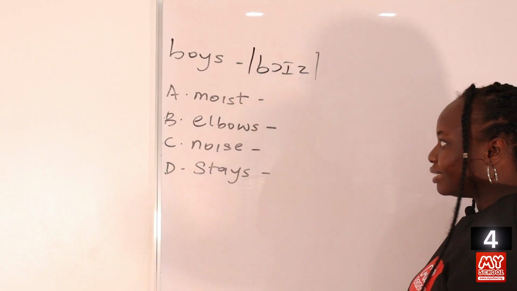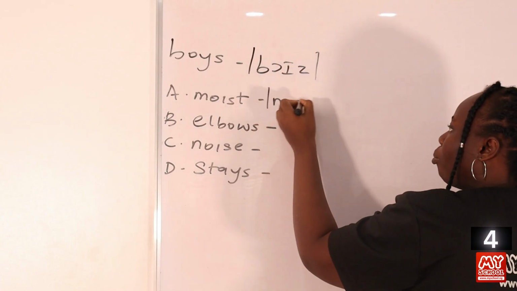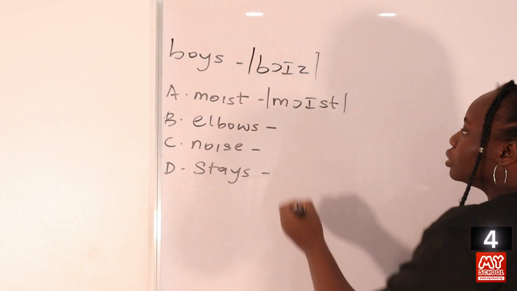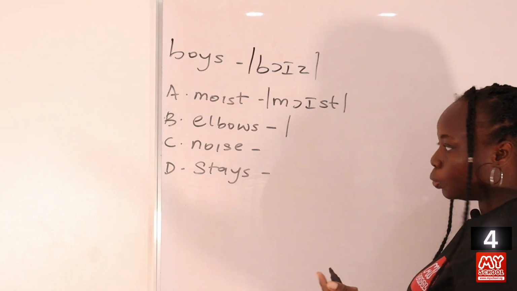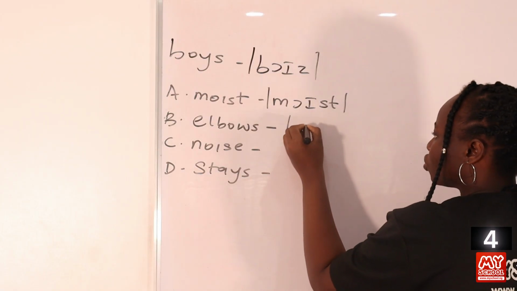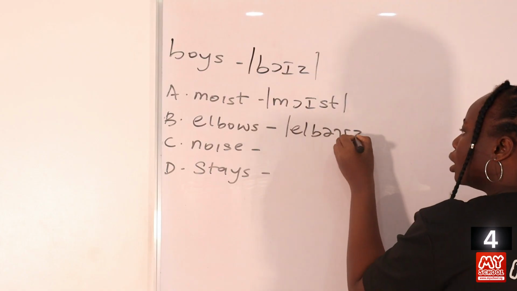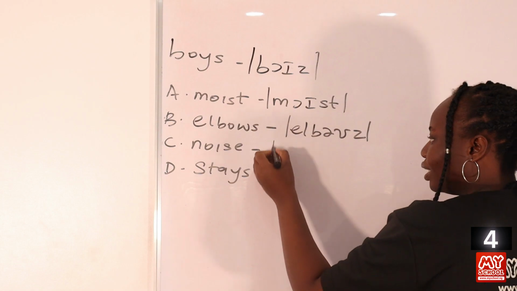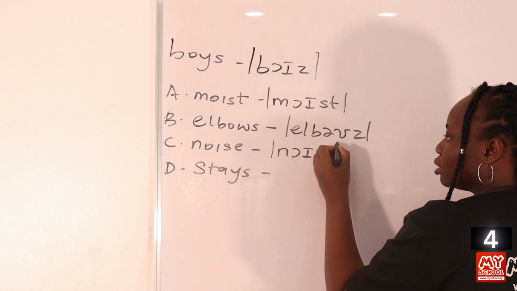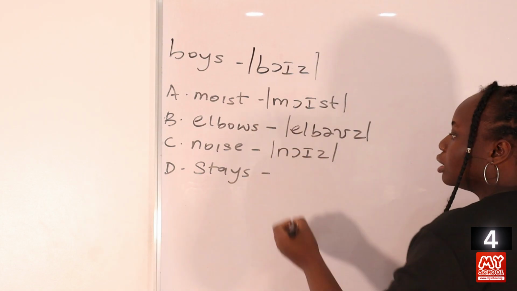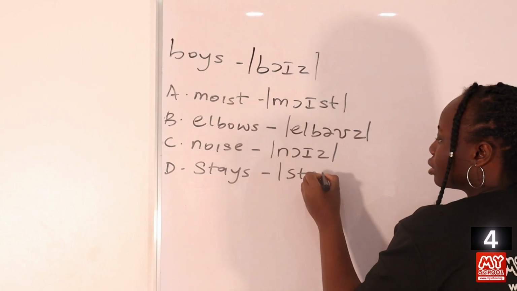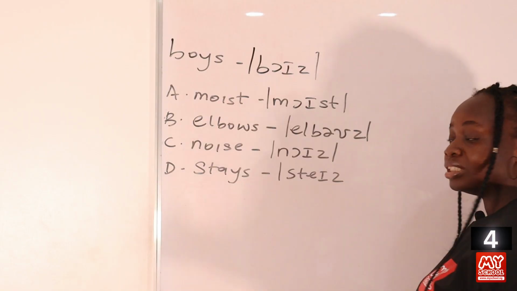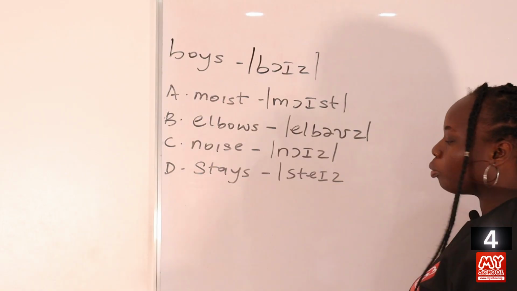Then option A says moist. It's transcribed as this, moist. Then option B says elbows. Again, we have that plural marker, so we know that it's the Z sound at the end. So it's transcribed as elbows. Then we have noise. Noise is transcribed as this. Then the word stays is transcribed as this. Again, we can see that it ends with a vowel sound A, so it's the Z sound that is attached to form the plural marker.